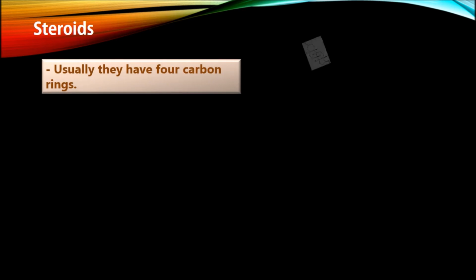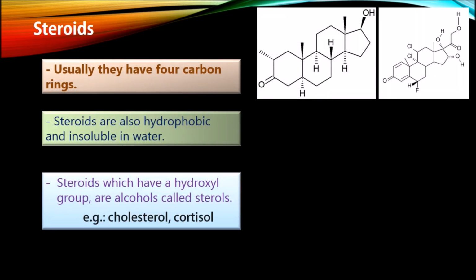Steroids. Steroids can be identified by the carbon skeleton of 4 fused rings. They are also hydrophobic and insoluble in water. The steroids which have a hydroxyl functional group attached to a particular site belong to a group of alcohols. They are also called sterols. Steroids vary in the chemical group attached to their 4 interconnected rings. Examples of steroids are cholesterol and cortisol.